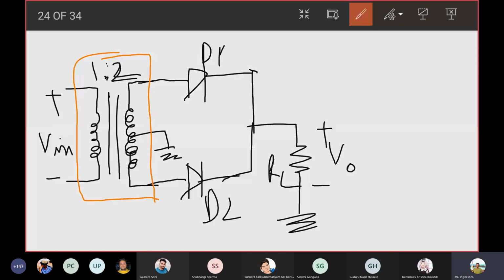Am I too fast or too slow? Is the speed okay? Yes, sir. All right. Now, I hope you've copied this down. What is that 1:2? Turns ratio. It's the turns ratio.